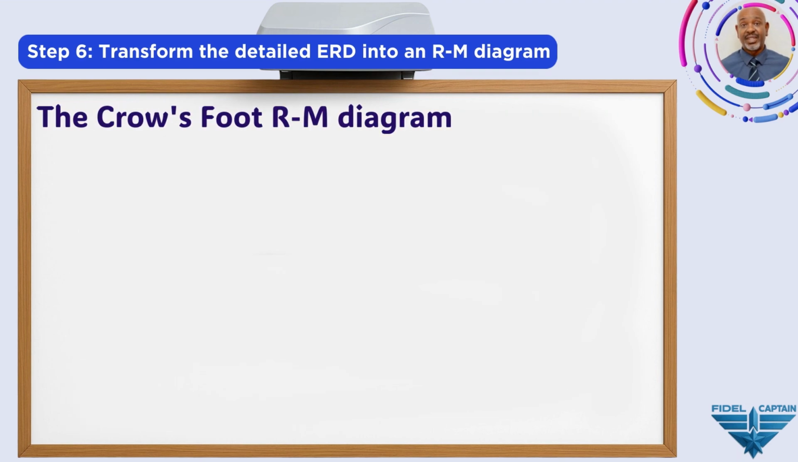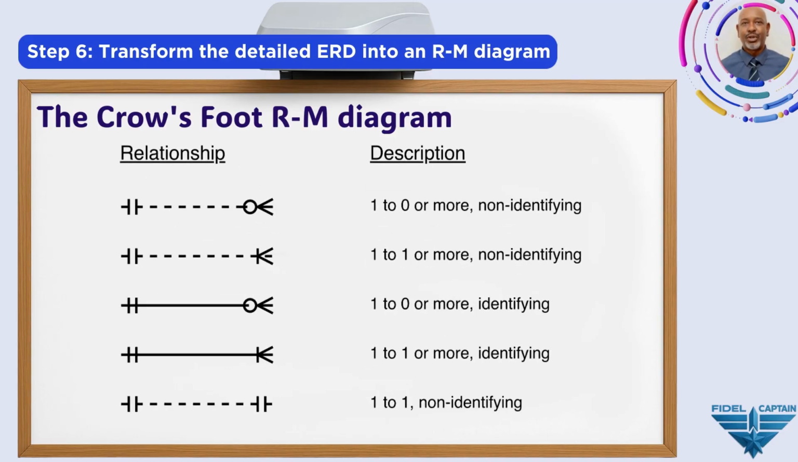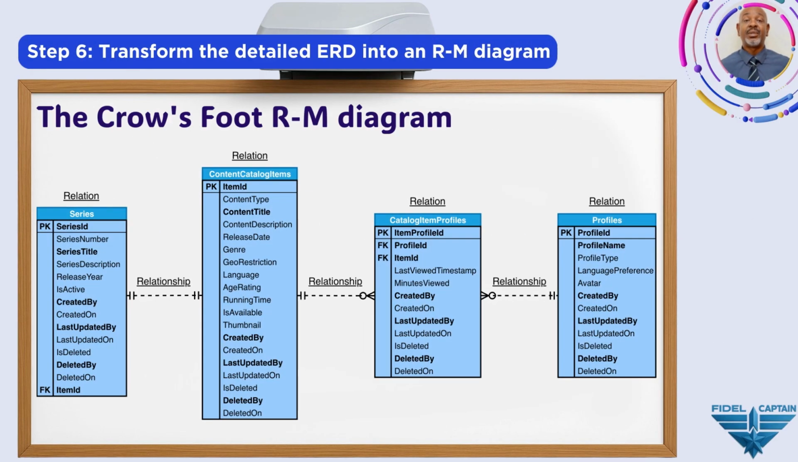The crow's foot relational model diagram. Here is a breakdown of the crow's foot notation for relationships as used in this course. Crow's foot notation can represent only one-to-one and one-to-many relationships. Many-to-many relationships must be resolved using a join table, such as catalog item profiles shown in the next image. The crow's foot relational model diagram introduces minor changes in terminology and notation.